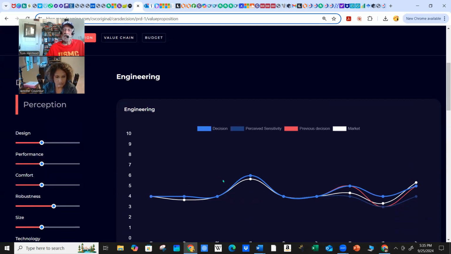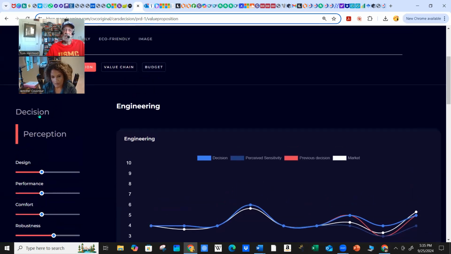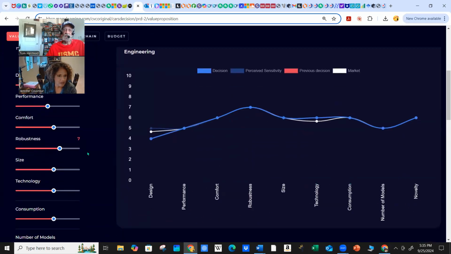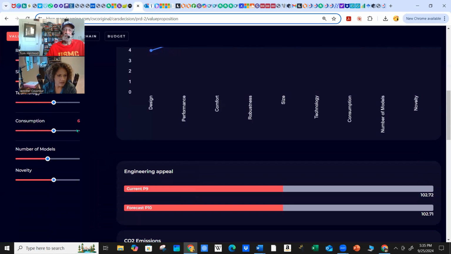It's just, here's how I think the customers really respond to more design or less design. So it generally follows that, but the decisions are here. That's the important thing. So you just go through each line, low cost, and then you do family, and you can see there's some differences here, although robustness is good. Number of models, novelty is a little higher.